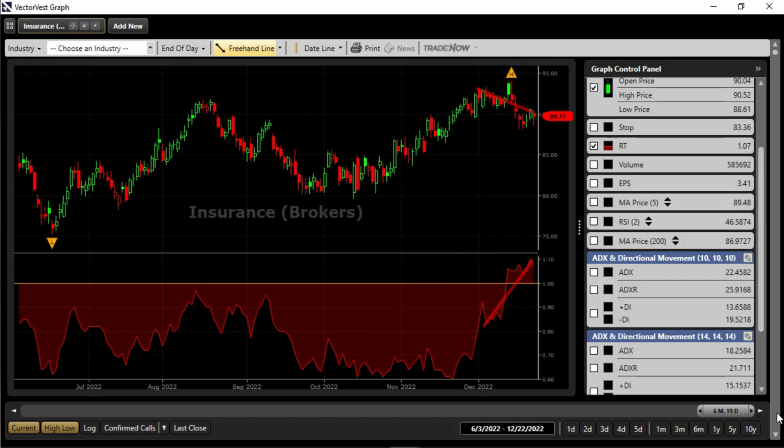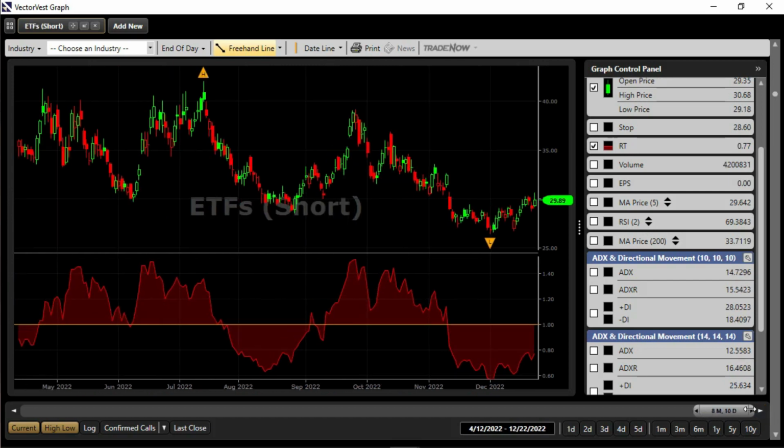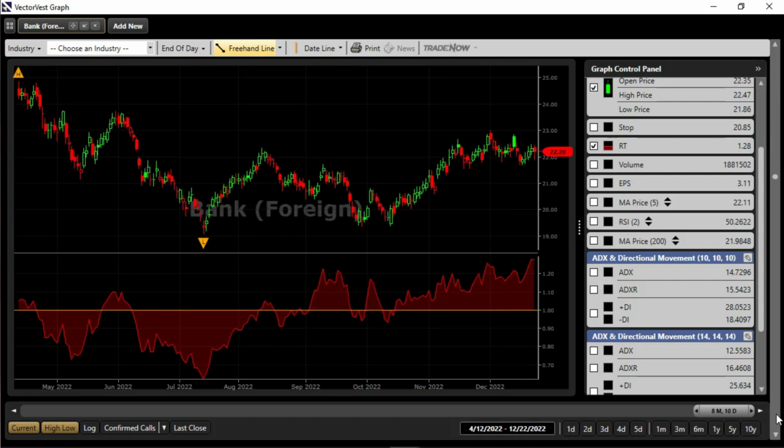So I looked at a couple of industry groups, and not all of them exhibit this type of behavior. But here with bank foreign, very similar type of situation. Here you have more of a hidden divergence almost, where the price is moving sideways, moving along in this trading range. But look at the relative timing indicator. It's hitting higher highs and higher lows.